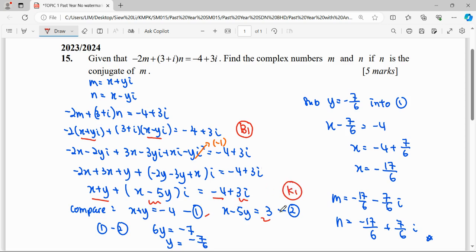Then after you form these two simultaneous equations, the next concept is to solve the simultaneous equations. So we want to see how you solve your y and how you solve your x, the concept of simultaneous equations. After that, answer the question, give us the answer of m in complex number form and the answer of n as the conjugate complex number. So that's all for this.